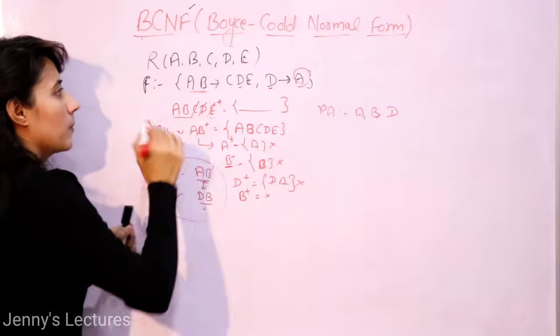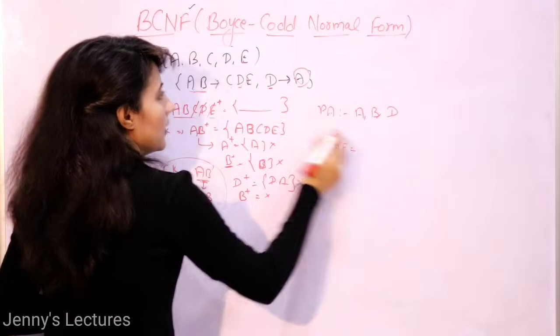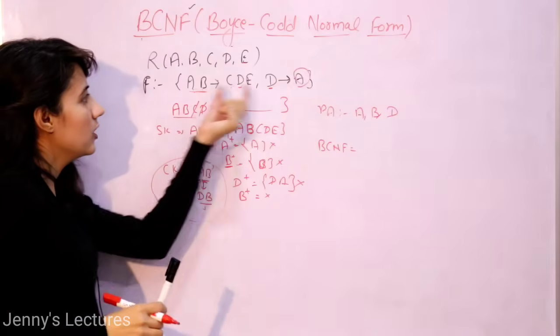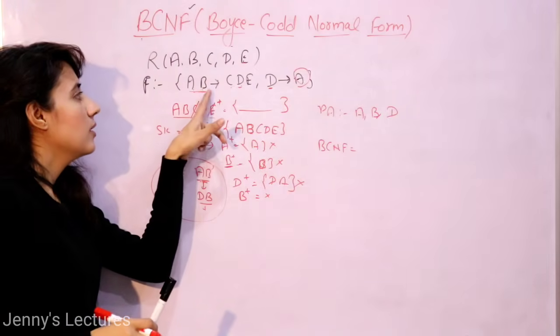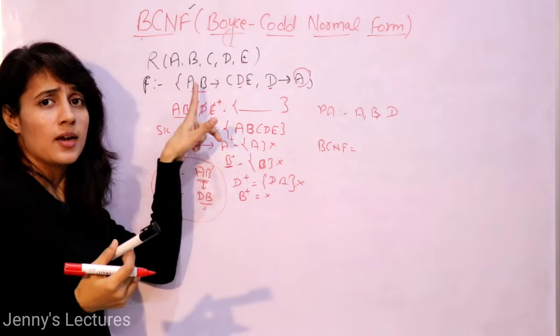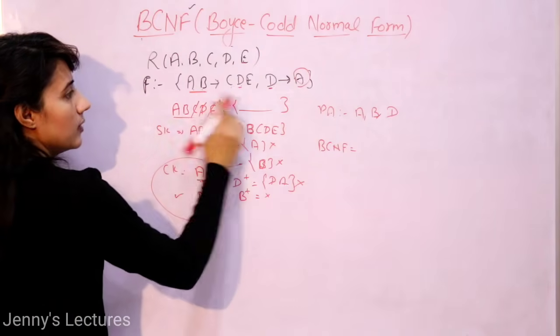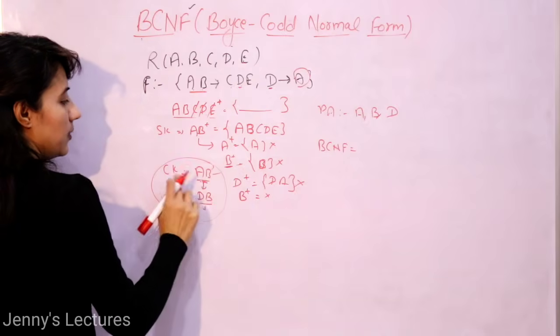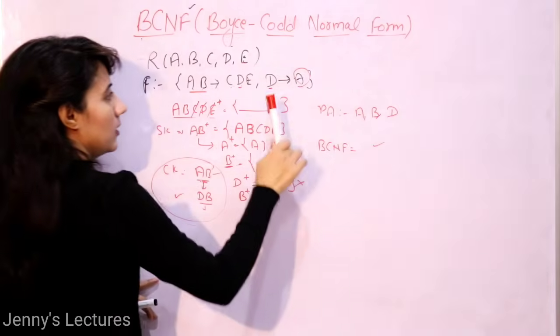Now first of all, we will check for the highest, that is BCNF. Is it in BCNF or not? For each functional dependency, check the rules. For BCNF, obviously we will check the condition that the left hand side must be a super key. The left hand side of this dependency is AB. Is AB a super key? AB is a candidate key, definitely it is a super key. So yes, it is satisfying the property.